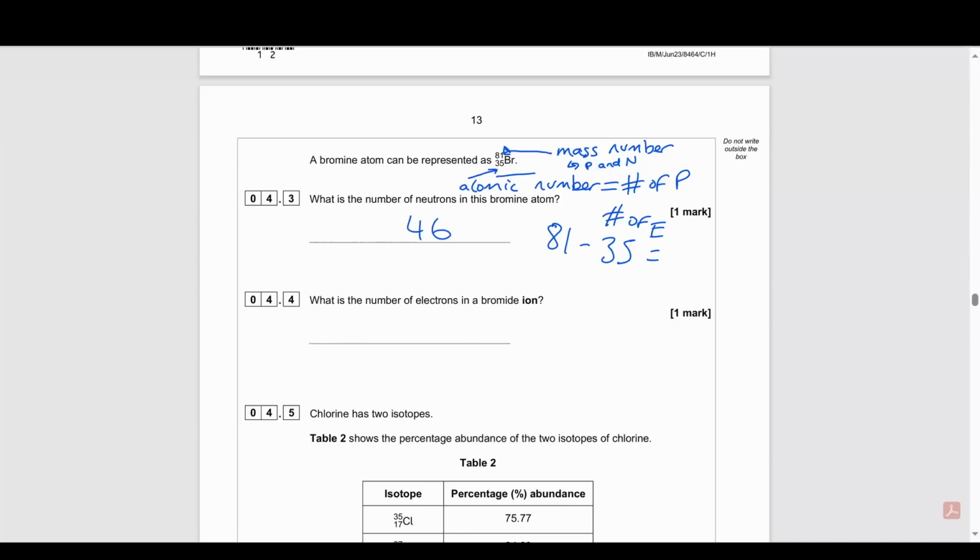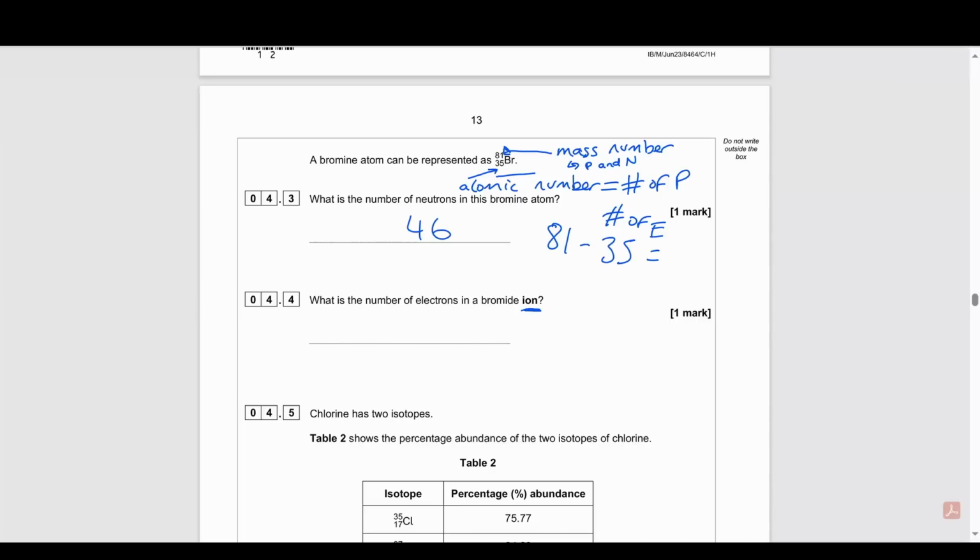What's the number of electrons in a bromide ion? They've put in bold ion. As I explained earlier, in an atom, the number of protons and electrons will be the same. So in a bromine atom, it would be 35 protons, 35 electrons.